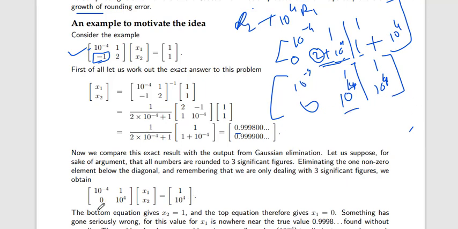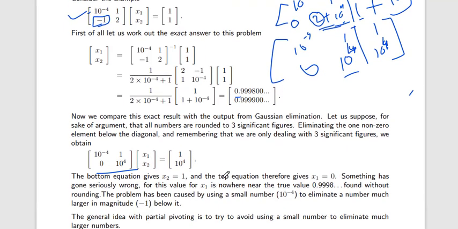Here we get 10 raised to minus 4, 1, 0, 10 raised to 4, x1, x2 and 1, 10 raised to 4. Now this is the upper triangular matrix. With the help of back substitution we will solve for x1 and x2. So what is the value? 10 raised to 4 into x2 is equal to 10 raised to 4.